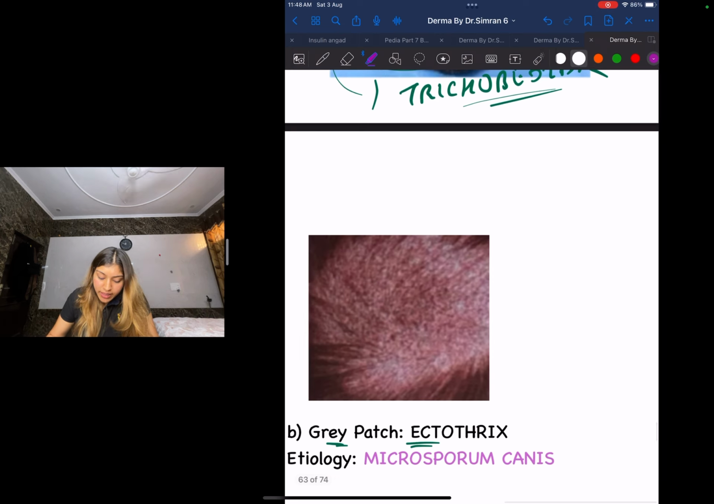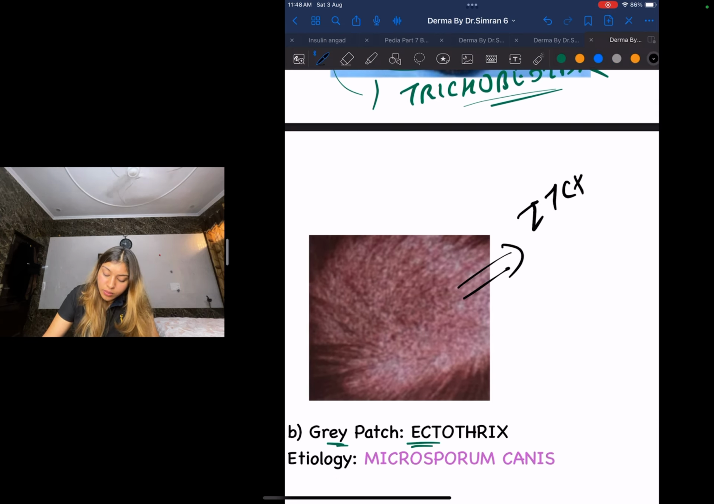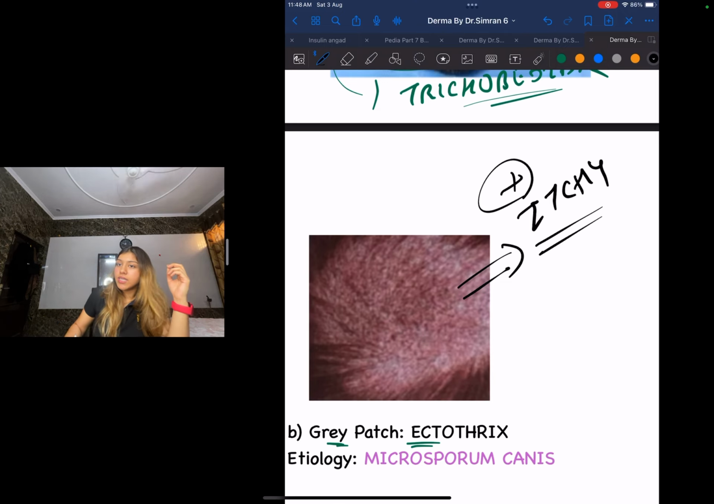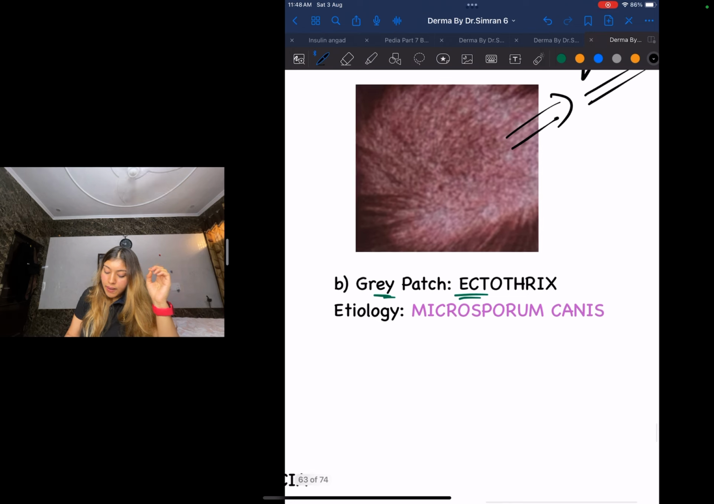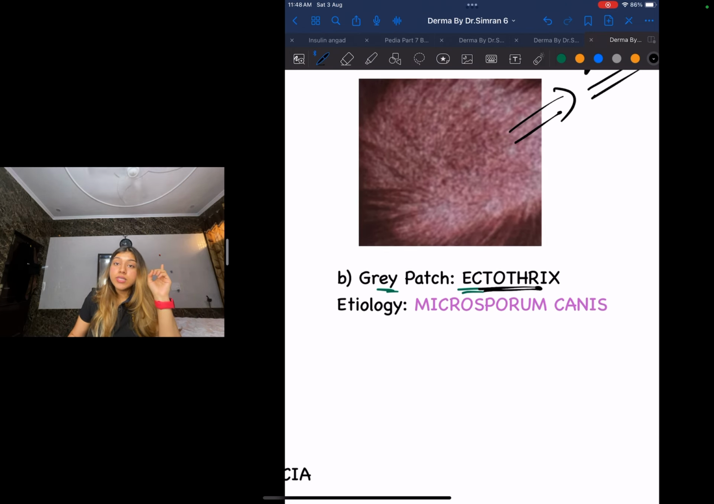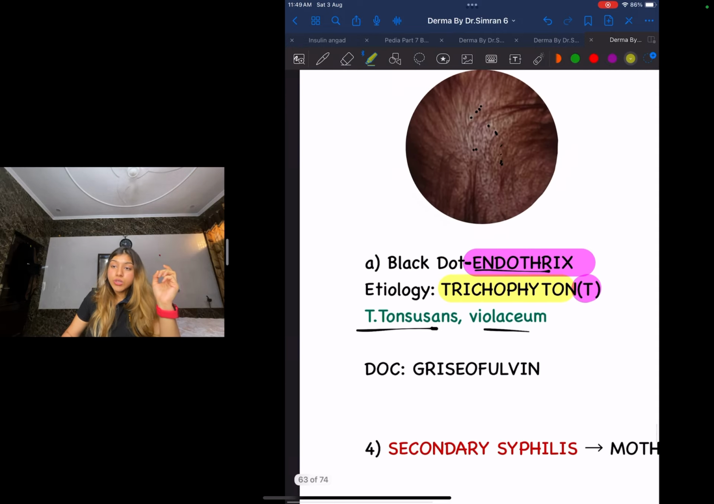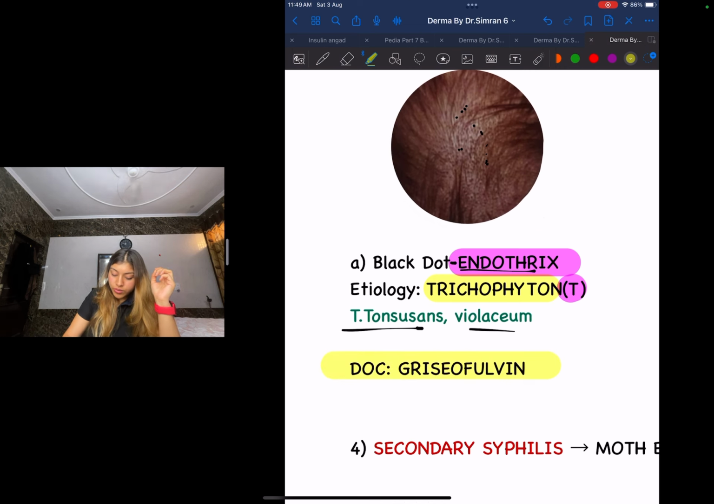Now this gray patch. This gray patch is going to be itchy in nature. The patient keeps on scratching again and again. This gray patch is ectothrix. And what is the etiology? It is going to be Microsporum canis. If they ask you what the drug of choice is, the drug of choice is going to be griseofulvin. This is a PYQ. Okay, remember that.